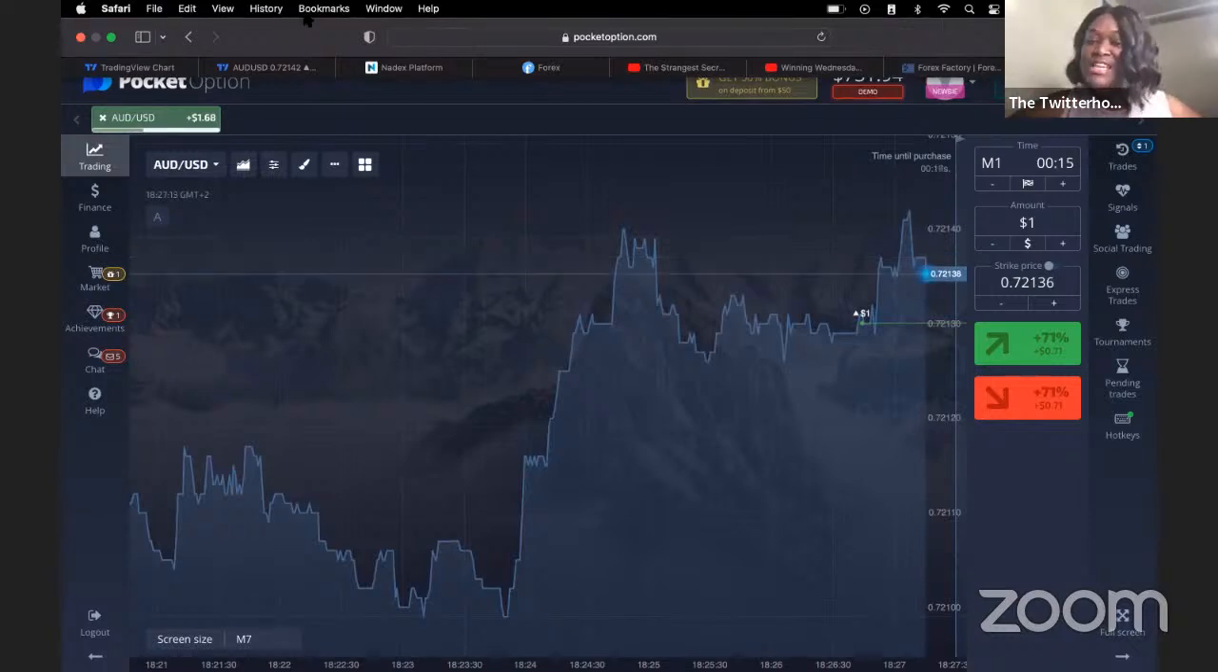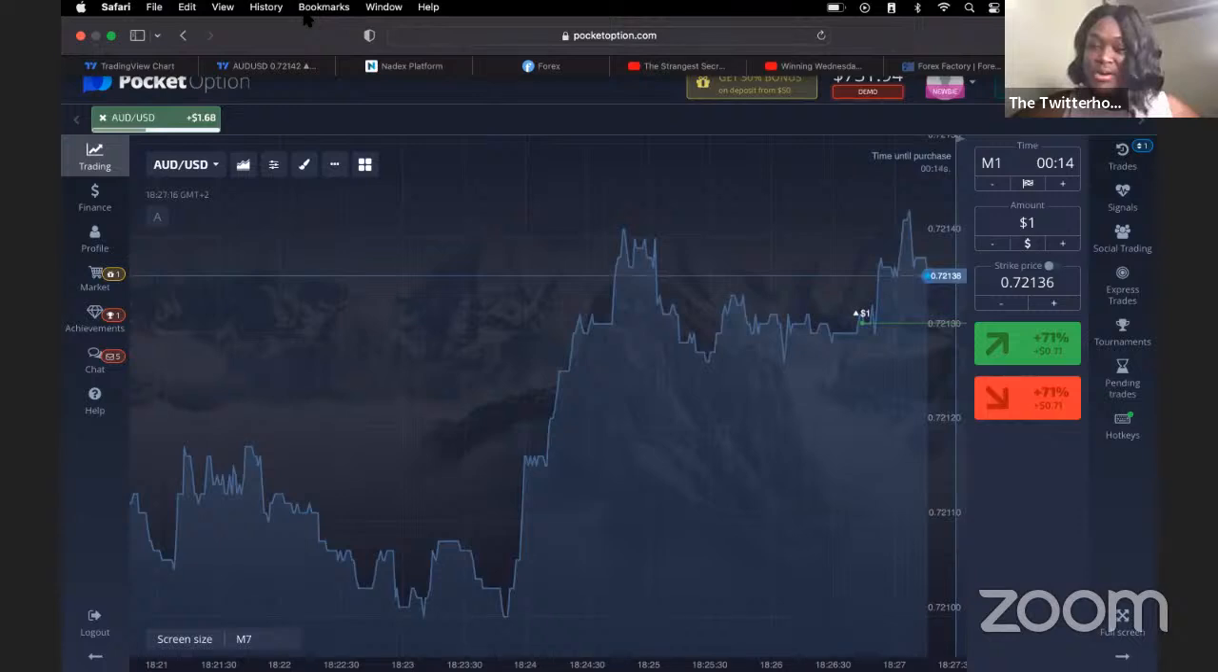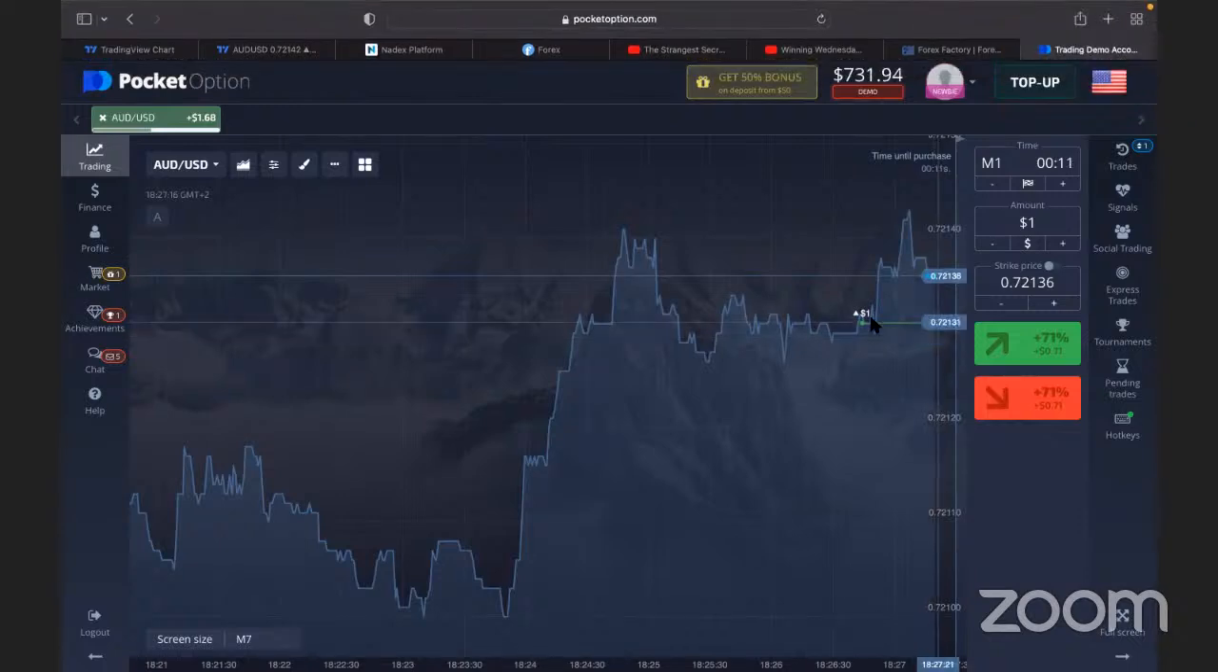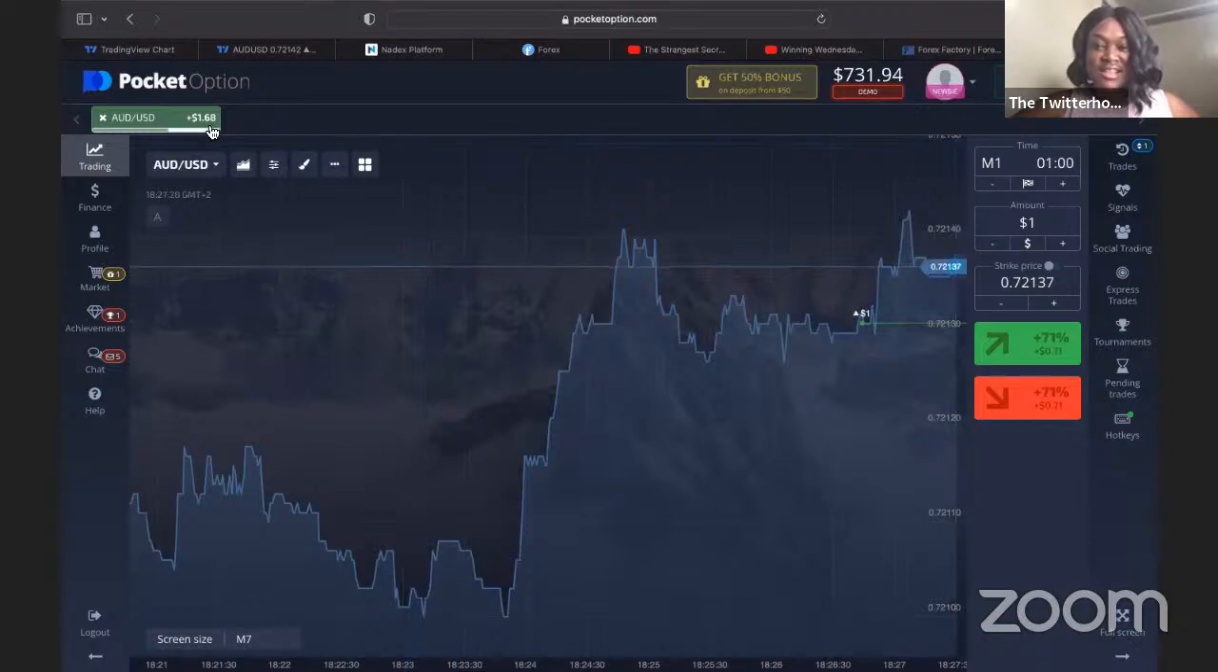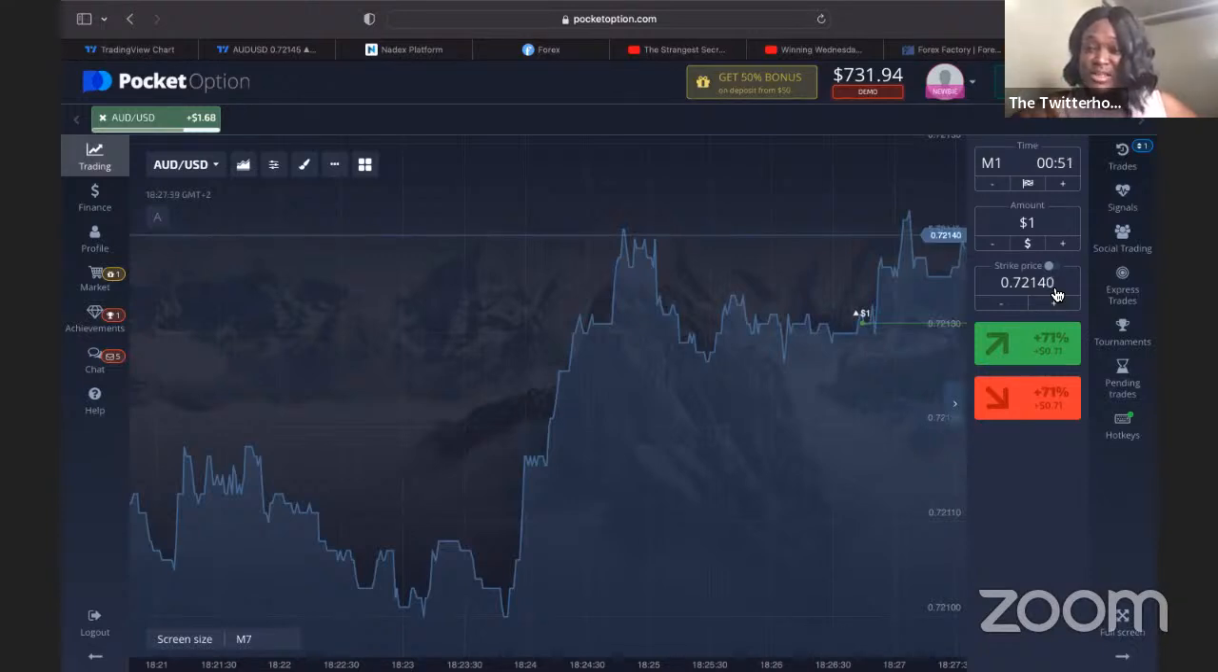So we just need price to stay above this green line till expiration. And we would get the dollar that I risked along with the 68 cents. So that's $1.68. We just needed to stay above. Our analysis already told us that price is going up, right?